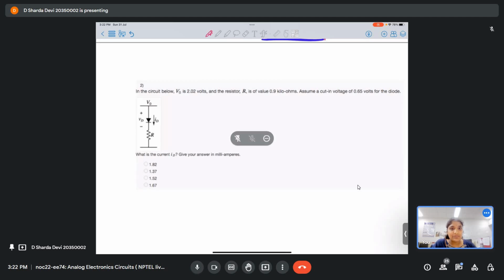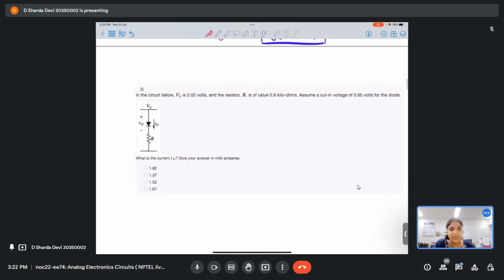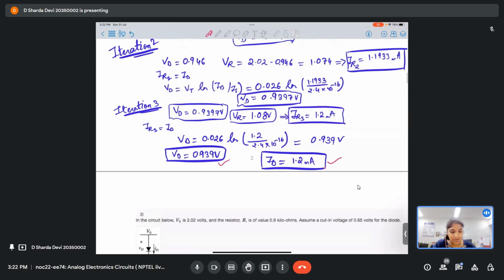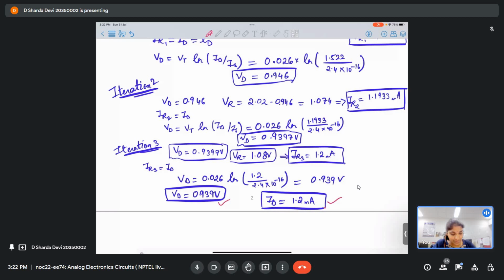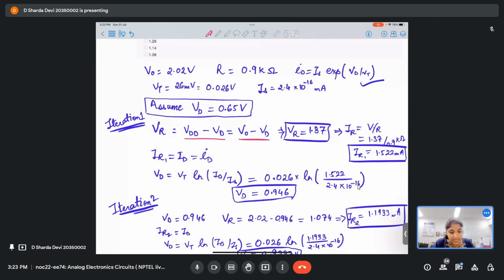Okay, we don't have any questions or any doubts regarding the first question, right? Everything is clear? So basically we are trying to converge our solution. If you fix these values of VD and ID, no matter how many iterations you go ahead, these values won't change. I'll explain what happened. In the very beginning, we started with 0.65 volts as VD.